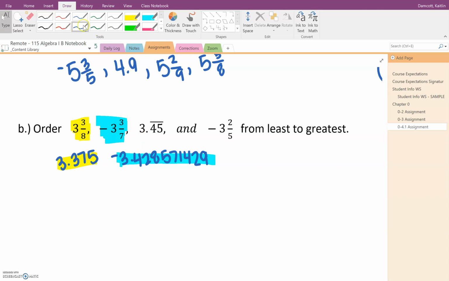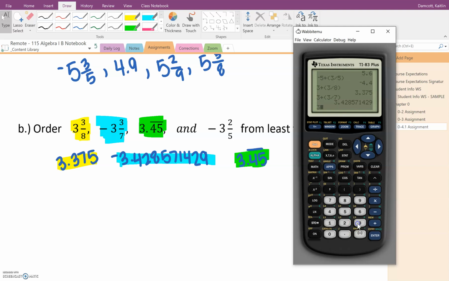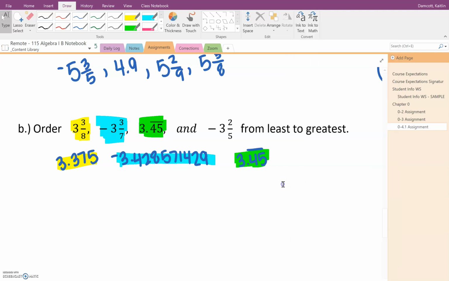The next one they give us is in a form that we feel good about. So we've got the 3.45 with the 4-5 repeating. So we don't have to change that one because it's already in decimal form. And then finally the last one, we have -3 2/5. So pretend it's positive for a second. So 3 plus 2 divided by 5. Yep, numbers are good. We get 3.4, but we want to remember to keep the negative with it. So -3.4. All right, whew. So that was the last one. This one I will highlight in pink. All right, so we've written each one in decimal form.